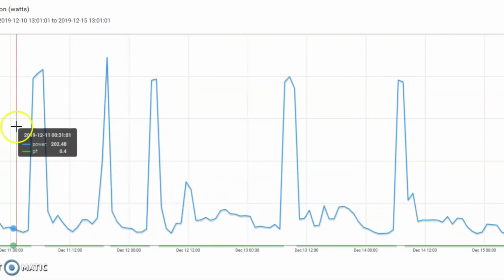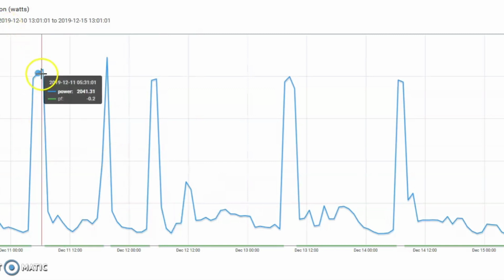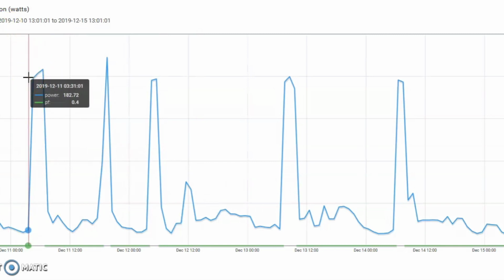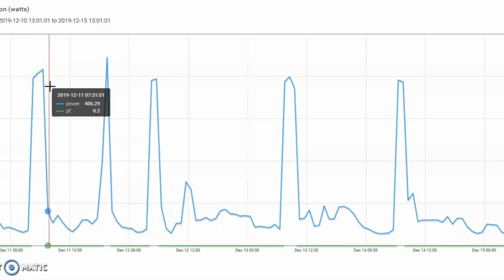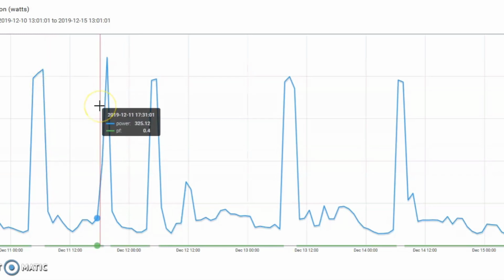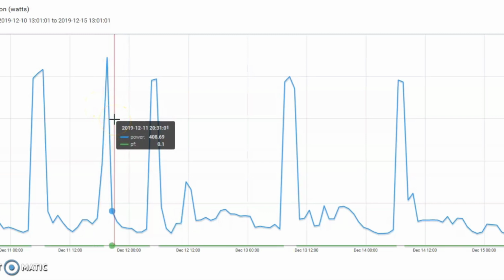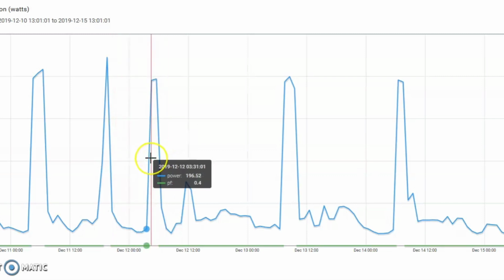every so often we get that spike. So if we look closely, this spike happens at around 3:31 a.m. and ends up at around 6:30. Yeah, and starts again at around 5:31 all the way to 8:30 p.m.